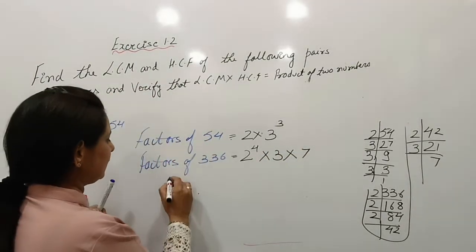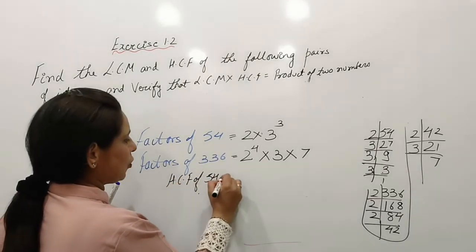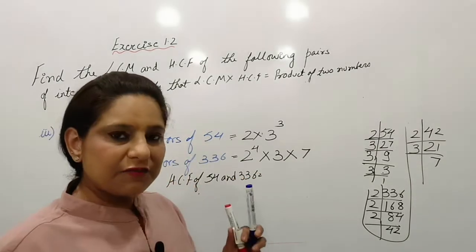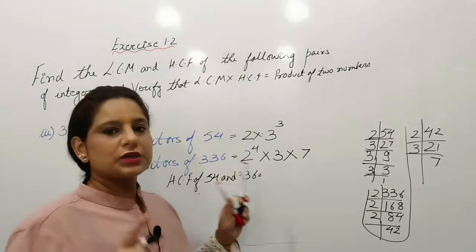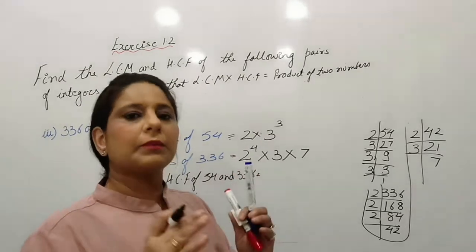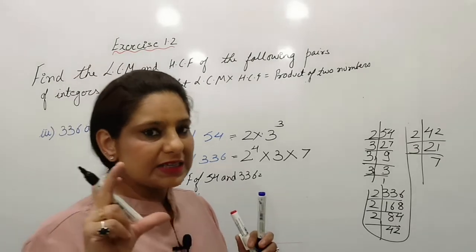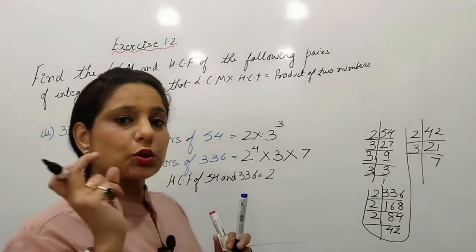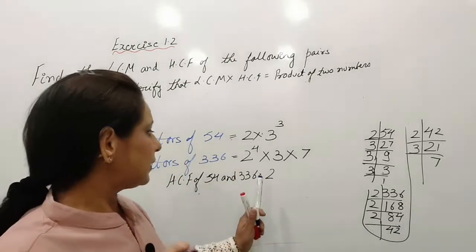Now we will find the HCF of 54 and 336. Now for the HCF, in the first number there is one 2 factor, and in the lower one there is 2 raised to 4. So what is the minimum here? 2. So HCF is the highest common factor within both the numbers. So it will be taken 2.